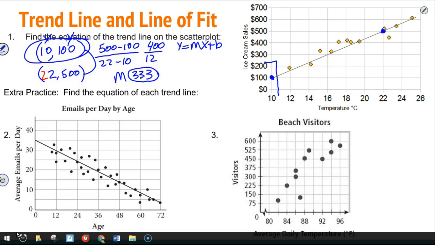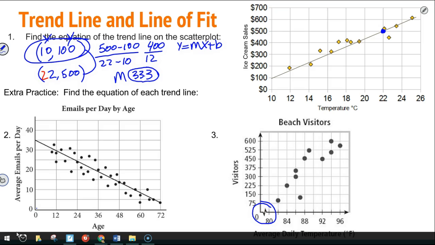If you look at the graph, it looks like it crosses the y-axis at 100, but that's not my y-axis. This is not 0, this is at 10. So do not just look here and say that 100 is your b. That's not the y-axis, it's not going to work. Same thing down here on number 3. This is not the 0. On number 2, though, it does look like it's the 0.